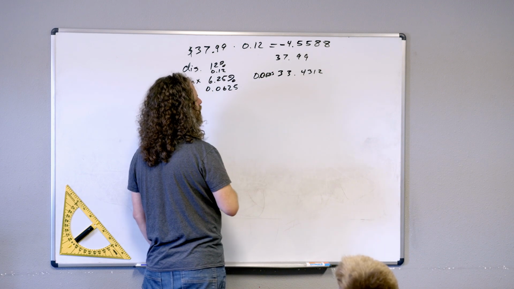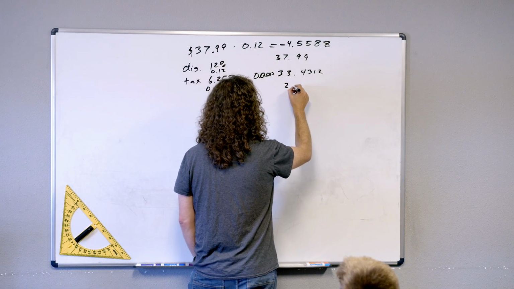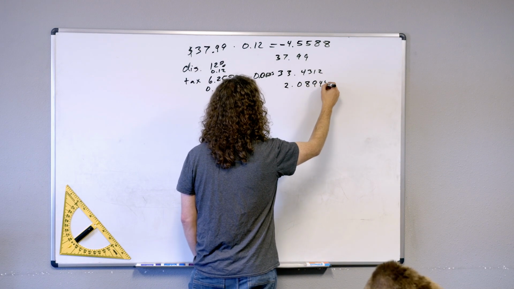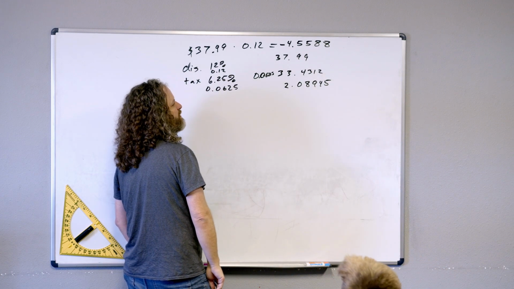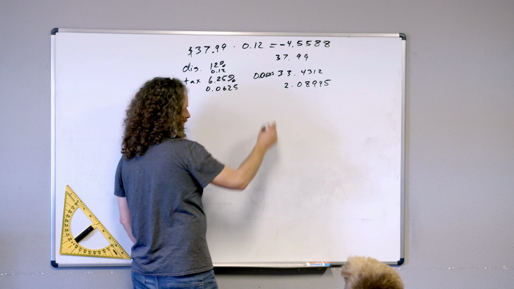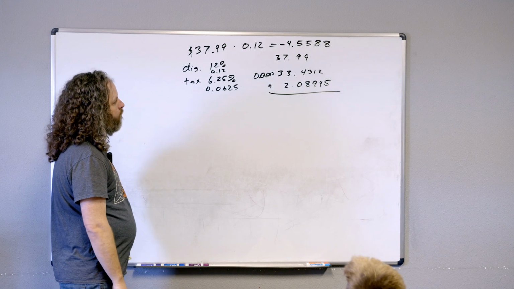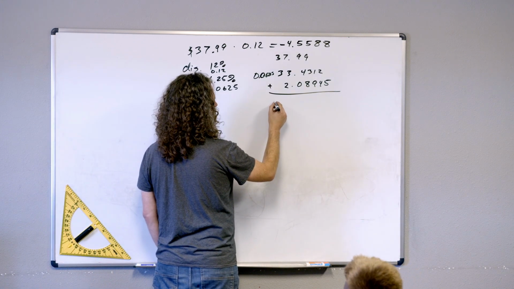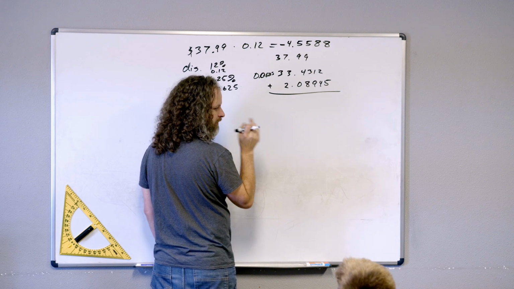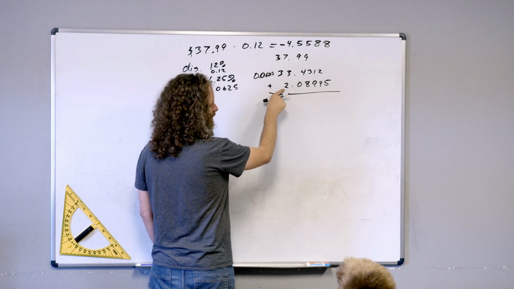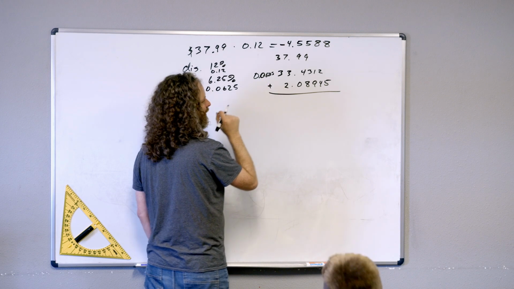So what is that times 0.0625? 2.08945. That's why I stopped talking. Good job. What should we do now? Add. Think before you type. We're adding this plus this. Should we get a bigger number or a littler number? Bigger. Yeah, so try again.